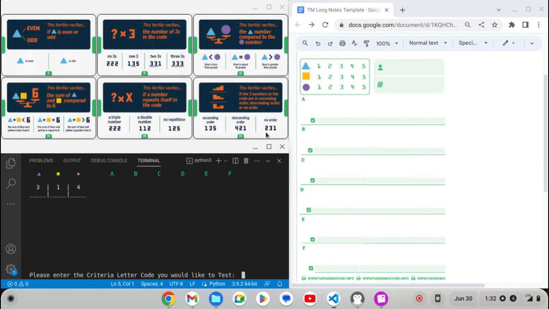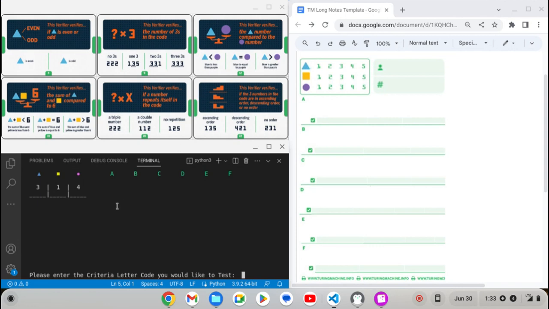So if you look at the example 231, it's no order because if you notice, it goes up from 2 to 3, so it increases, but then notice that it goes down to 1, so it decreases. So that shift from increasing to decreasing, or potentially decreasing to increasing, is one way to define that the 3 digits have no order. Remember, the objective of the puzzle is to find this one unique 3-digit solution that abides by all of the 6 criteria cards we just described.